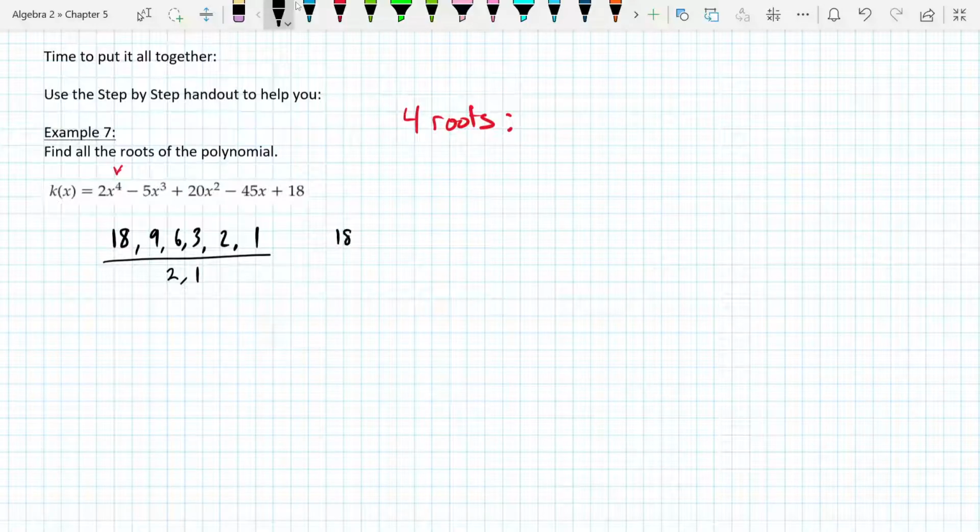18 divided by 1 is 18. 18 divided by 2 is 9. 9 divided by 1 is already there. 9 divided by 2 is 9 halves. I like separating out the fraction ones. 6 divided by 1 is 6. 6 divided by 2 is 3. 3 divided by 1 is 3, we already got it. Divided by 2 is 3 halves. 2 divided by 1 is 2. 2 divided by 2 is 1. And 1 divided by 2 is 1 half. And of course, there's the positive and negative version of each one of these.